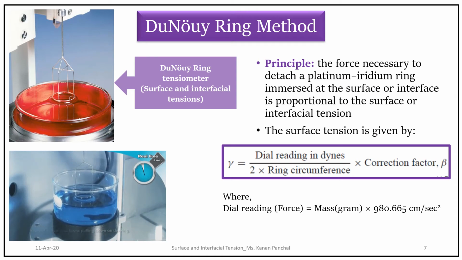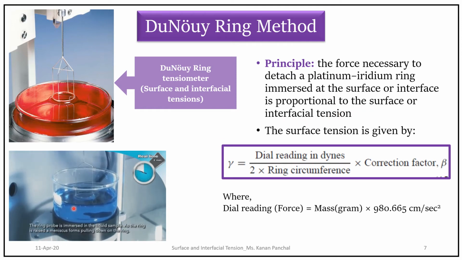Now let's move on to the Du Noüy ring method. This is the Du Noüy ring tensiometer, where this is the main apparatus. This is the ring. This is the liquid of which the surface tension is going to be measured. This is an appendage which connects the apparatus and the instrument which determines the force. Now this method helps us determine both the surface and interfacial tension. So here in the animation you can see how the ring is first immersed in the liquid and there is a point at which it detaches itself from the surface of the liquid. This is based on the principle that the force necessary to detach the ring from the surface of the liquid is proportional to the surface or the interfacial tension.